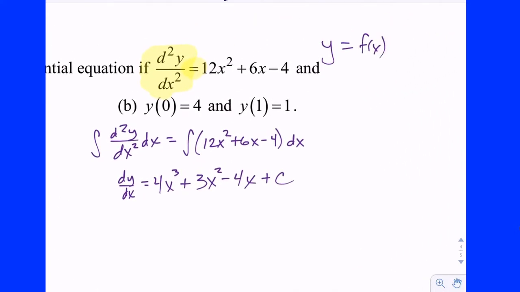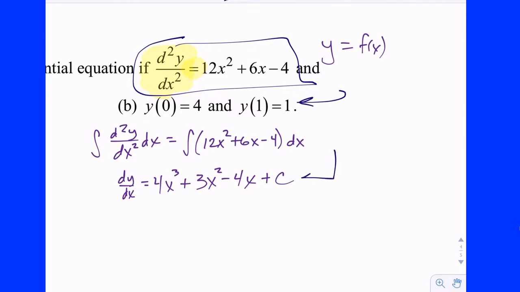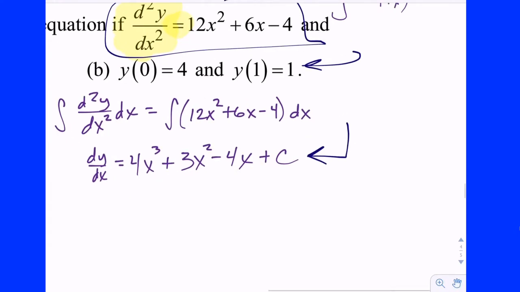Part B, same second derivative, same second order differential equation to start with, but now notice the two pieces of information we have. Neither one of them tells us anything about y prime, are they? They're both about the solution equation. So I can come back down to this line here, but I can't really do anything else. I can't find c. So I do what I only know what to do, and that's to find the antiderivative of both sides again. And I will treat c just as a constant.